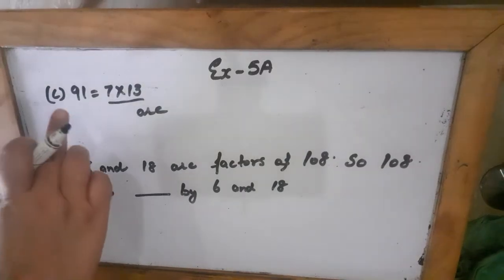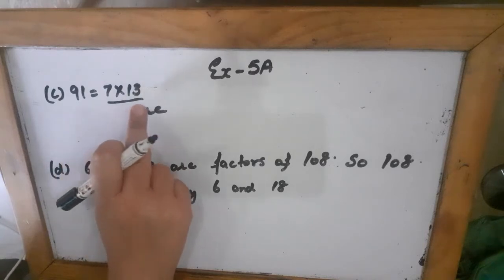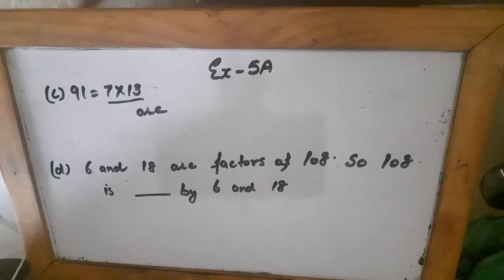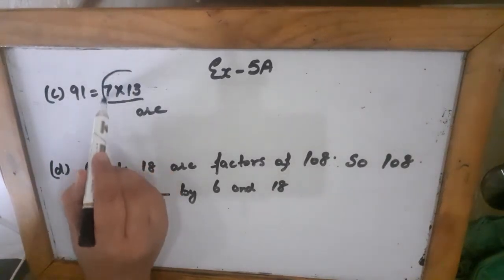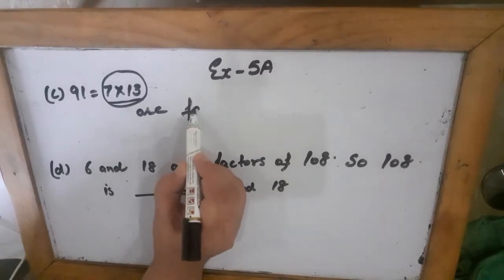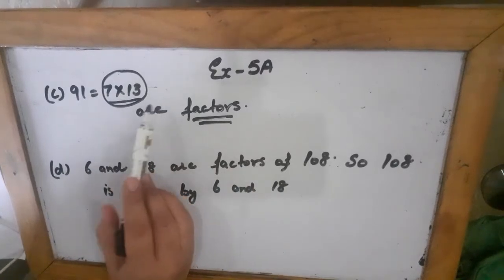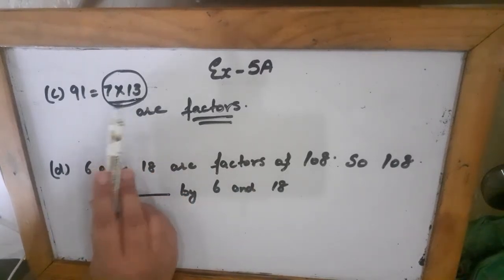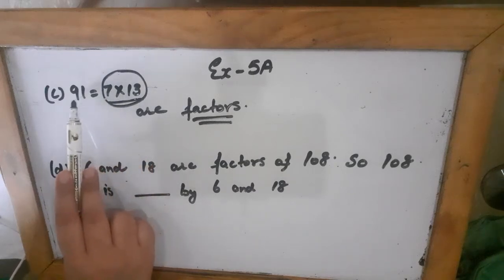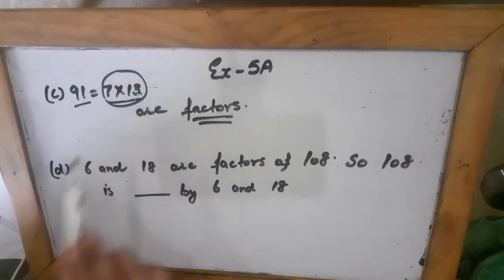In the C part, you are given that 91 is equal to 7 into 13. It means when I multiply 7 and 13, 7 13s are, you will get 91. So what does it mean that this 7 and 13 are? They are asking you, 7 and 13 are what? They are the factors of 91. So 7 and 13 both can divide 91 exactly. So these two are factors of 91, and 91 is the multiple of 7 and 13.